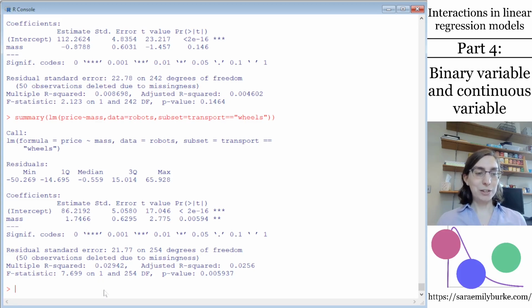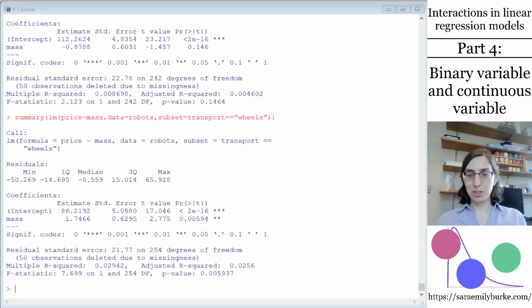Those slopes match what we got when we fit the model that had the interaction on the full data set and looked at the lower order terms corresponding to mass. The hypothesis tests will not be exactly the same because they're based on a different sample size. So I would recommend doing it the interaction way rather than the subsetting way most of the time.